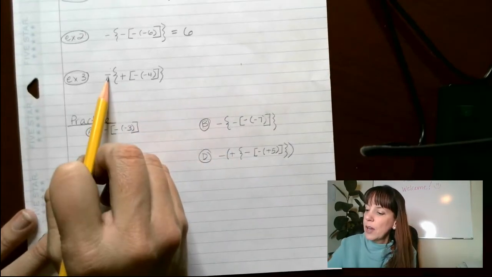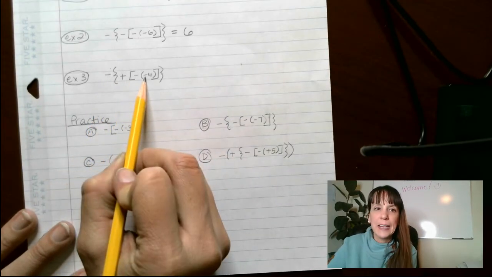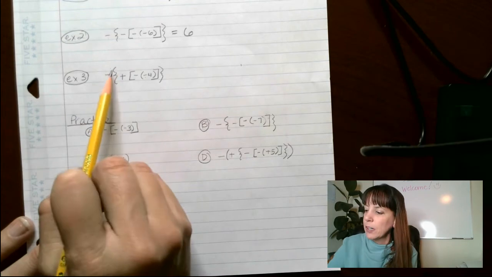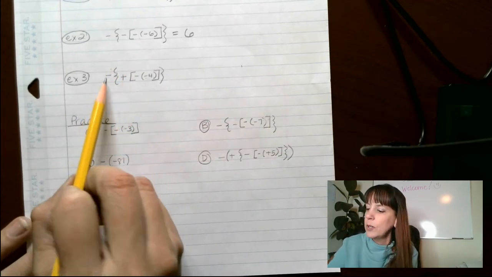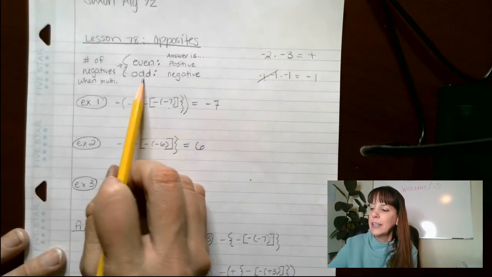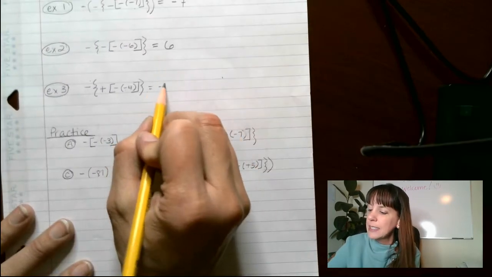Let's look at this one. 1, 2, 3 negatives, right? There's a positive in there. That doesn't even matter. It's just the negatives you want to count. 1, 2, 3. That is odd. Odd is negative, so our answer here is -4.